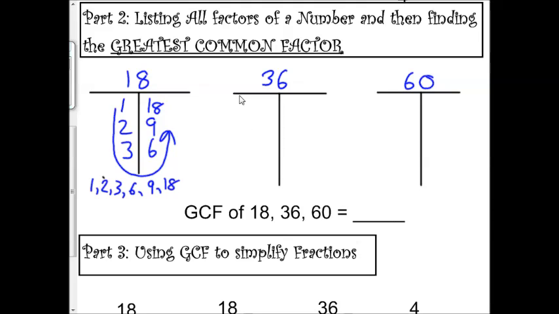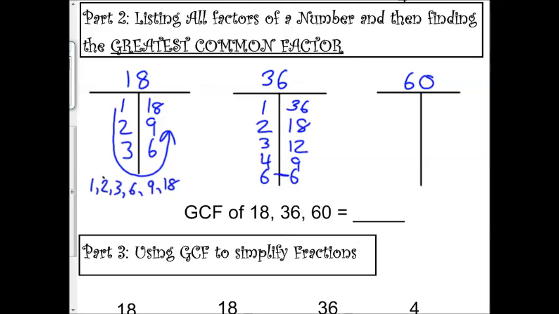Let's do the same for 36. We'll go a little faster this time. 1 times 36 is 36. 2, yes, it's even. So 2 times 18. Is it divisible by 3? Yes. 3 times 12. Divisible by 4? Yes. 4 times 9. It is not divisible by 5. It is divisible by 6, 6, and 6.